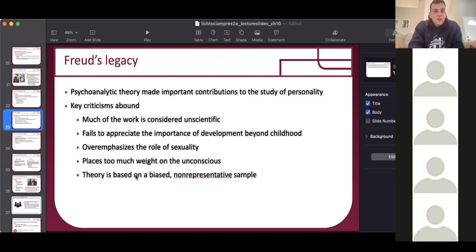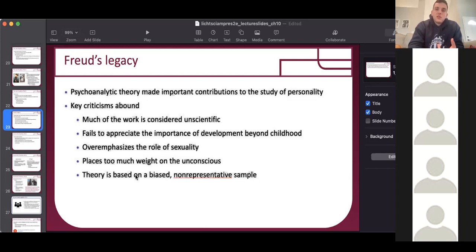A lot of people say that it also overemphasizes the role of sexuality. Don't think that's too hard of an argument to make. It places too much weight on the unconscious. Like I said, a big reason that something like the humanist movement exists was to push back against Freud and even the behaviorists, who were like, yeah, you can't do anything about your behavior. You're just basically a robot whose actions are governed by past experiences and reactions to those, or by associations and external stimuli. And the humanists were like, no, that's not good.